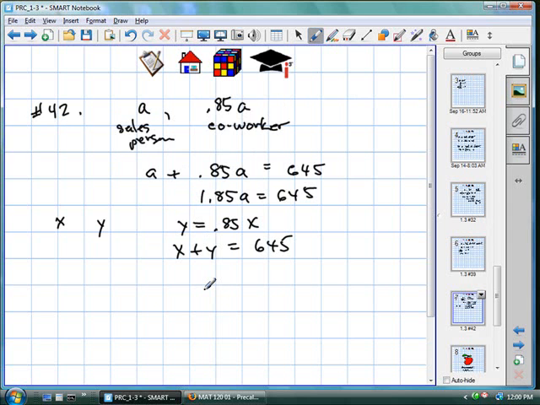Let's take a look at 42. Okay, I'm going to read this out of the book. A salesperson's weekly paycheck is 15% less than her coworker's paycheck. So her paycheck is 15% less. Now, see if you can tell what in the world I'm talking about up there on the top. I don't know, I must have been stuck on A this day.